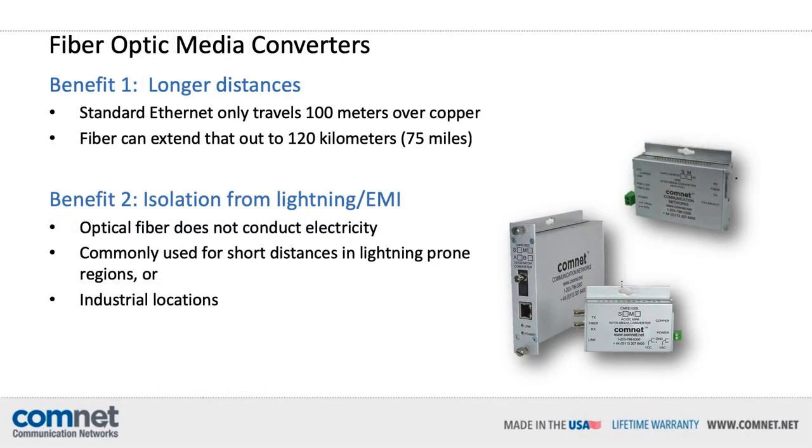Fiber optic media converters. The number one benefit with this type is the long distances they can carry an Ethernet signal. Standard copper Cat6 cables only carry the signal 100 meters, but a fiber optic media converter can extend that out over 100 kilometers or more. The second most common reason for using a fiber optic media converter is to isolate the devices in an outside location from lightning or other electromagnetic interference. Optical fiber does not conduct electricity, so any lightning strike or EMI will be isolated to that location and not carry back to the head end. These are even often used for very short runs in lightning-prone regions or industrial locations.